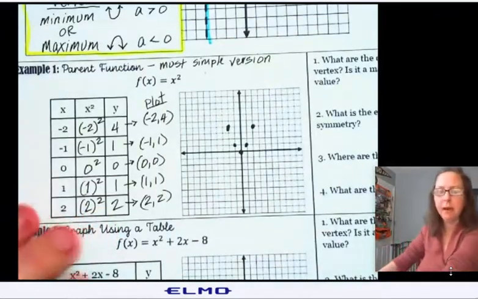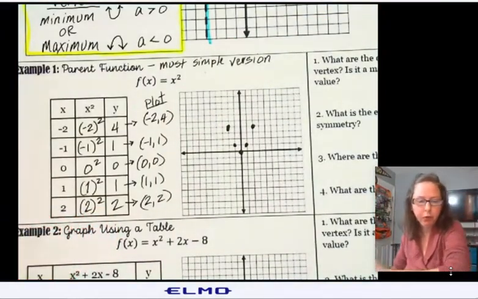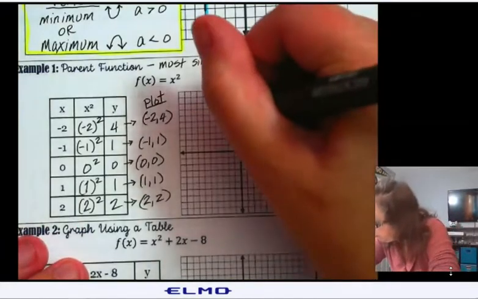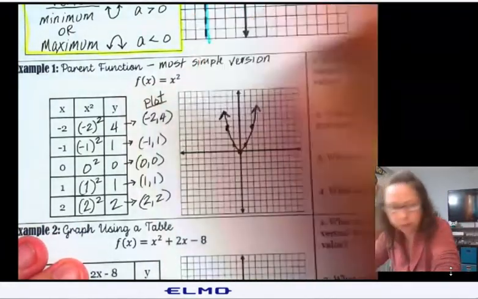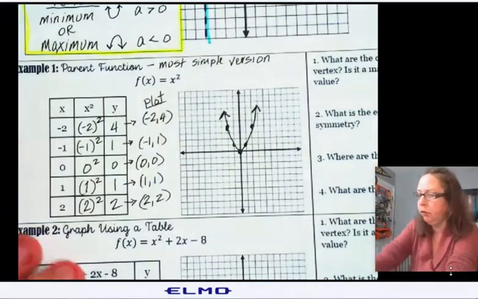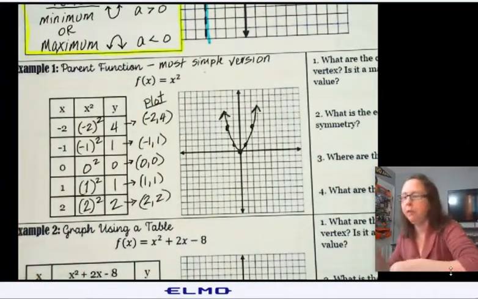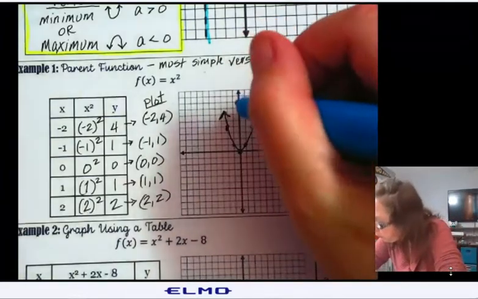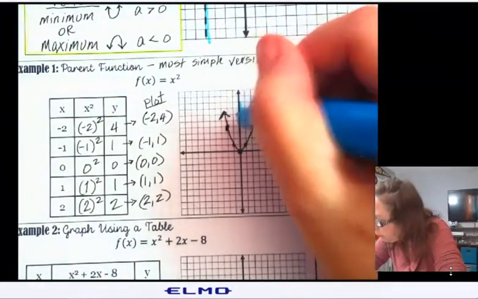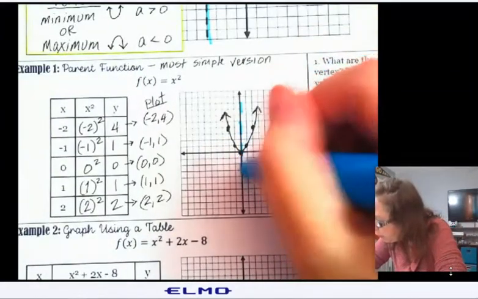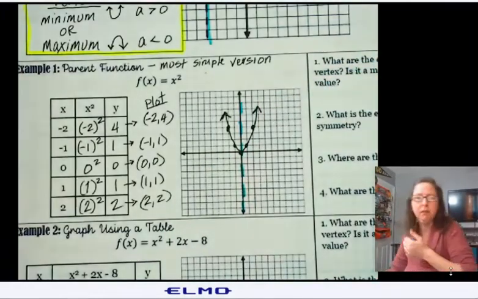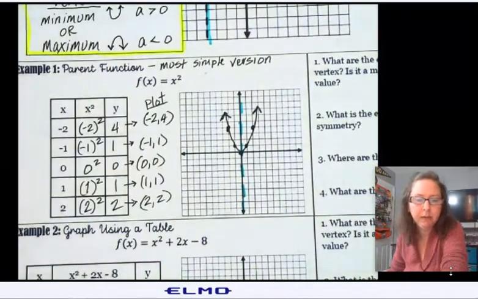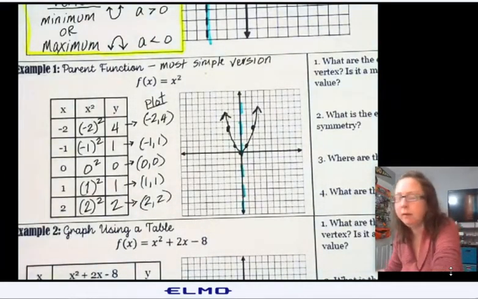Notice that I get this nice U shape when I graph it. I do want to point out that the axis of symmetry goes right through the vertex right there. The axis of symmetry in this situation is located at x equals 0.